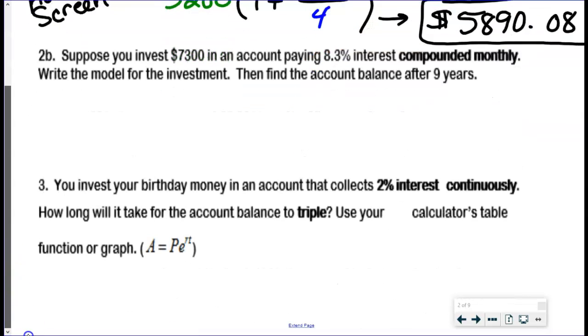All right, number 3. Oh, the birthday money question. It's back. So this is another one where if you choose to solve this algebraically, using our method we're going to talk about later, I will give you some bonus score. It doesn't tell you how much money, so you can invest any amount.